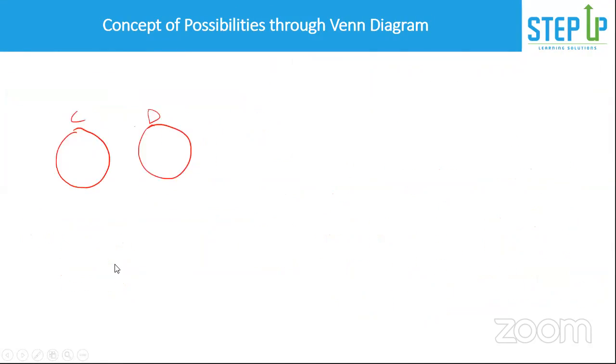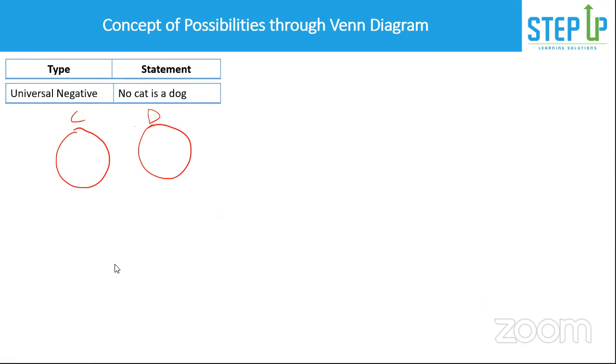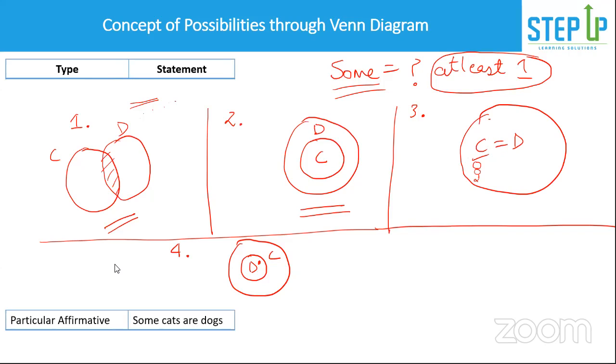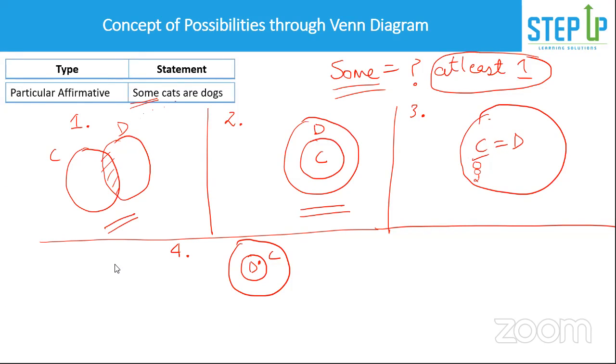Now we will move to the second type of statement. The second type was universal negative, which is the easiest one, right? No cat is a dog, meaning there is never any overlap. So it's a disjoint circle. Then we discussed the third one, where we learned that some actually means at least one. We discussed how many ways we can represent this through Venn diagrams. The first one was a simple overlap where we can say at least one cat is a dog. Then the second, the third and the fourth. So four possible ways were there to represent this.